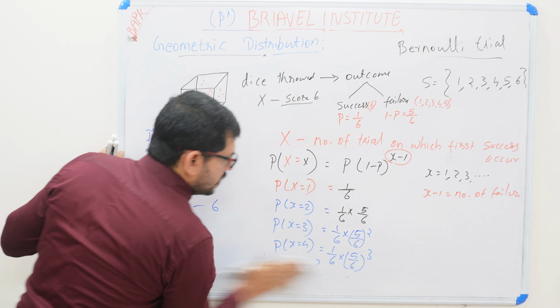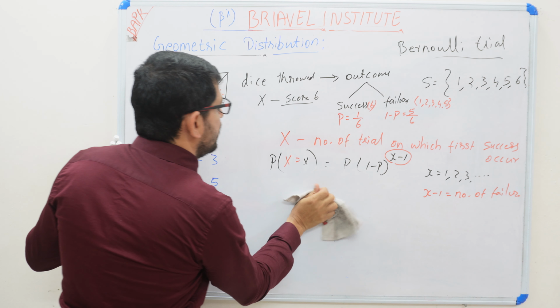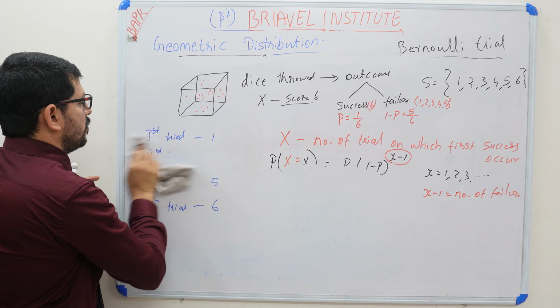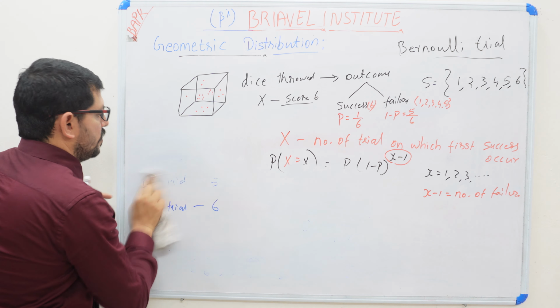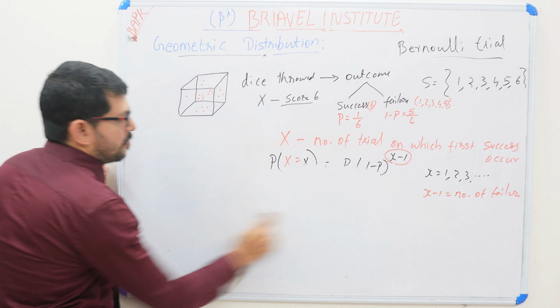Now we'll move to the other case. Geometric distribution under conditional probability.